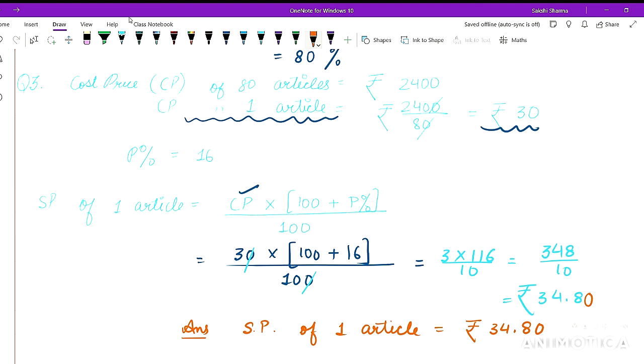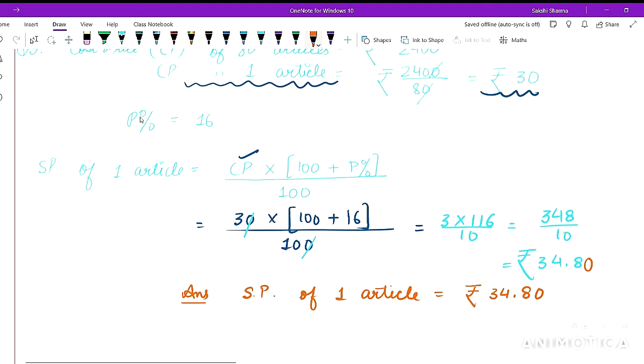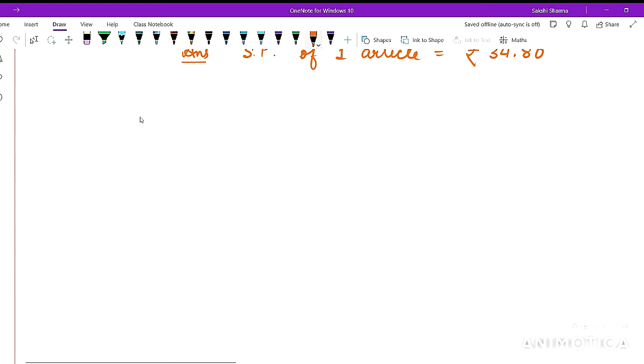There are 2 more ways to do this question. I'll just write down the clues for those. If you want, you can try this particular question with those methods also.